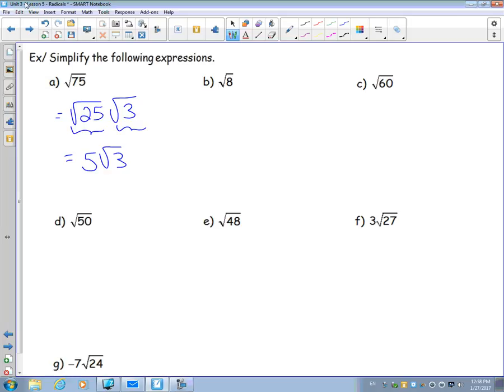Okay, let's try the next one. Root 8. What can I break that into? What's a perfect number that goes into 8? Well, that's a pretty easy one. Root 4. What is the square root of 4? It's 2. So 2 root 2.